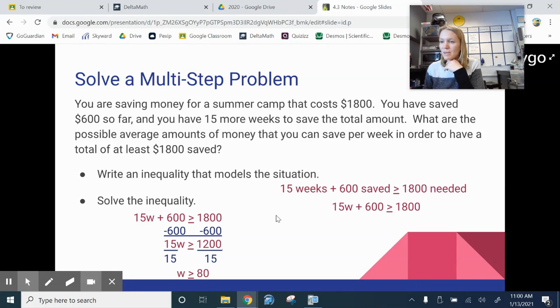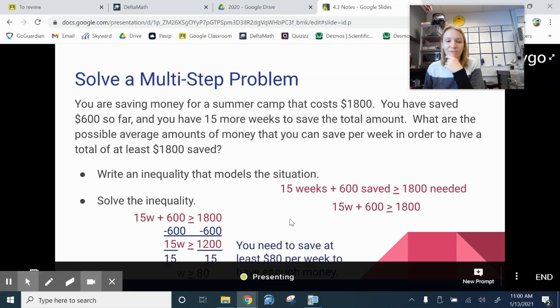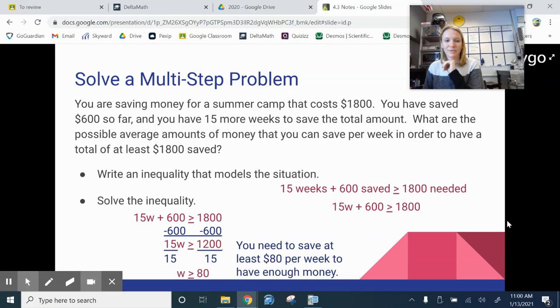Okay. So that means, I'm going to write it out in words here, you need to save at least $80 per week in order to have enough money. So that was the end of the notes. And look at that, we got a minute to spare.